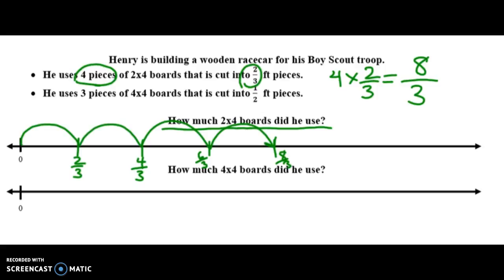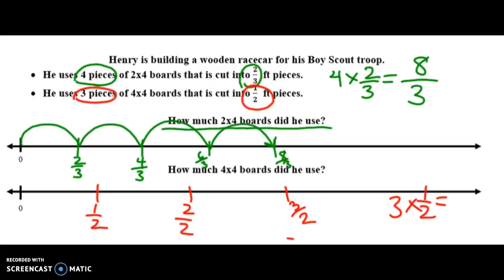Now let's look at the second part of the problem. He uses 3 pieces of 4x4 boards that is cut into 1/2-foot pieces. So since it's 3 times 1/2, I know that I have to do 3 jumps, and I am breaking my number line into 1/2 chunks, pieces, or parts.